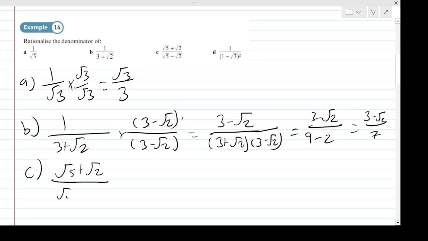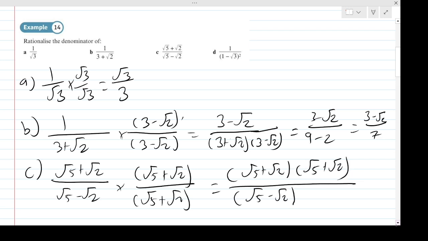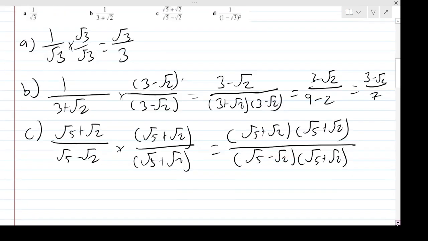divided by root 5 minus root 2. And again, we're going to times by the opposite sign, the conjugate. So root 5 plus root 2, then root 5 plus root 2 again, as we're going to times the top by that. So root 5 add root 2 times root 5 add root 2, and then divided by, well, difference of two squares, so root 5 minus root 2 times root 5 add root 2.